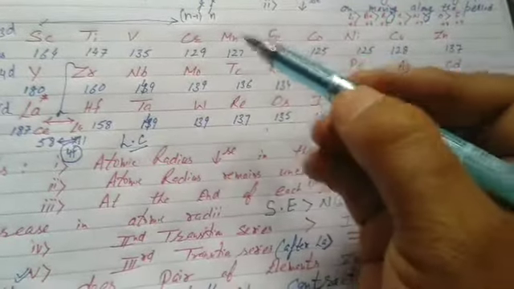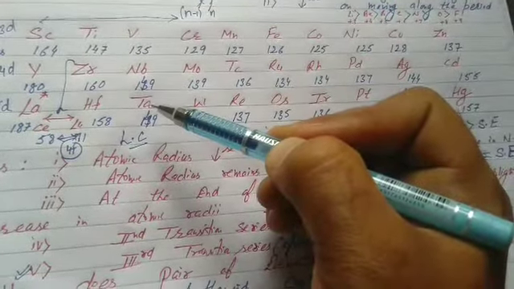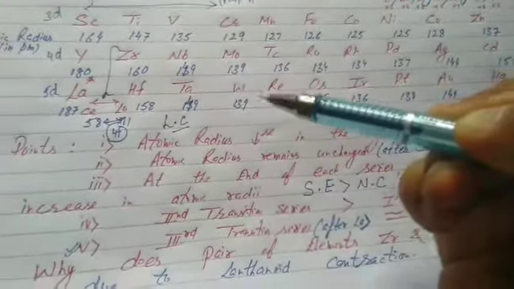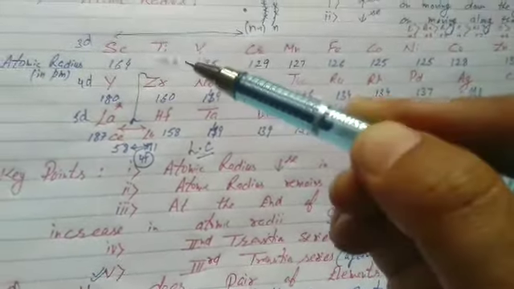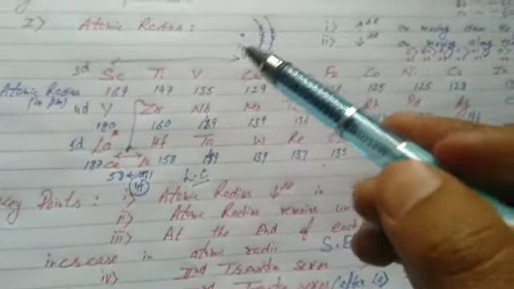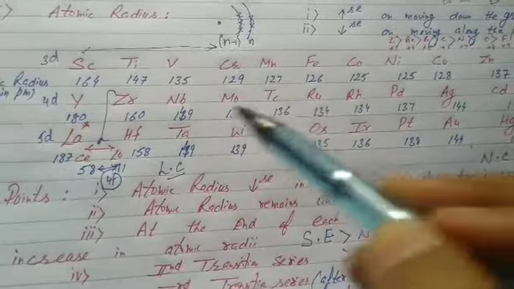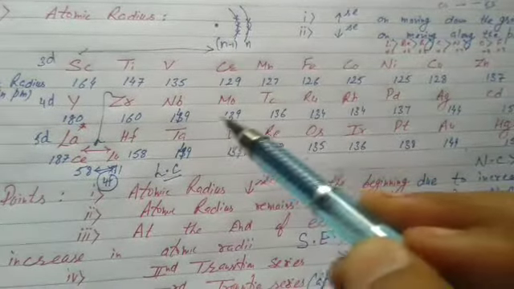Why does the pair of elements niobium and tantalum possess similarities? All times your answer should be due to lanthanide contraction. That's the first property, atomic radius. In atomic radius, what we study, students, is that second and third series have similar radius, and after the midway atomic radius becomes almost the same.